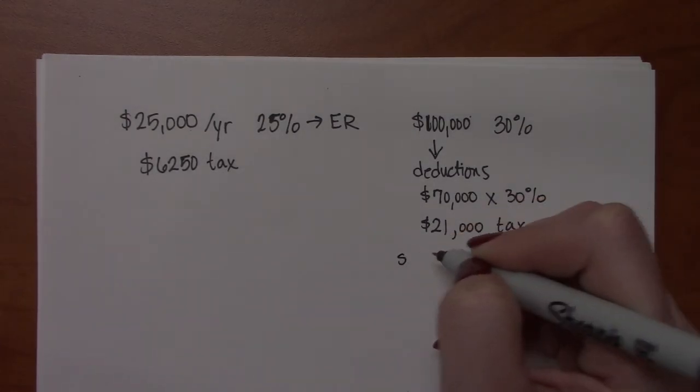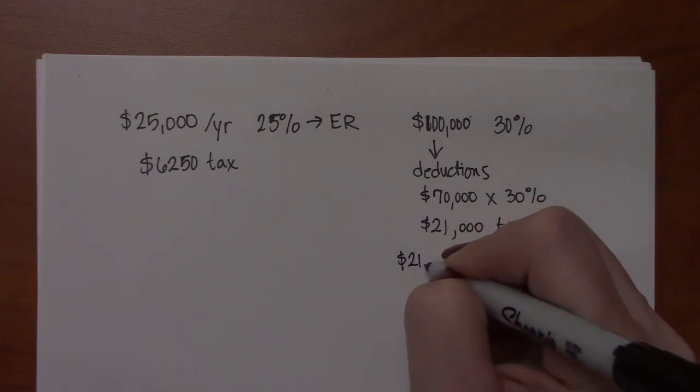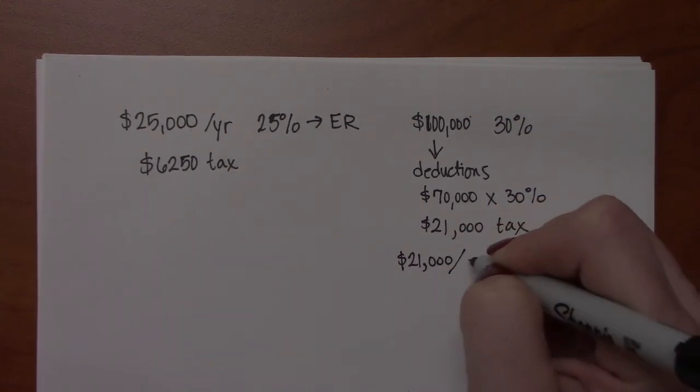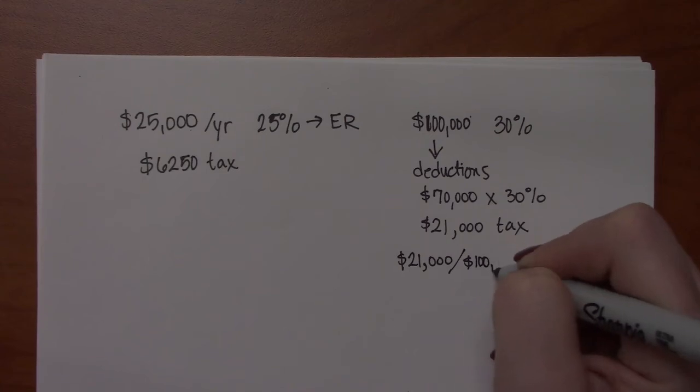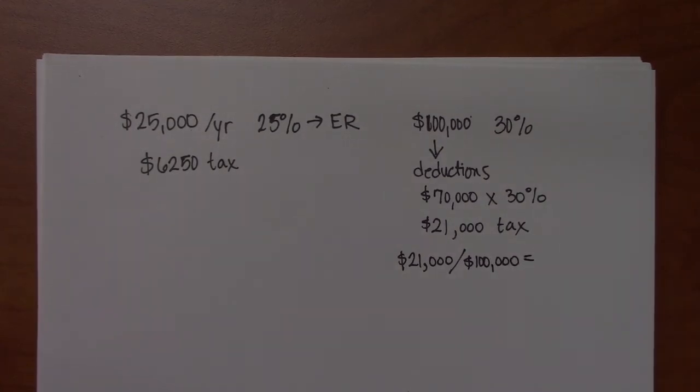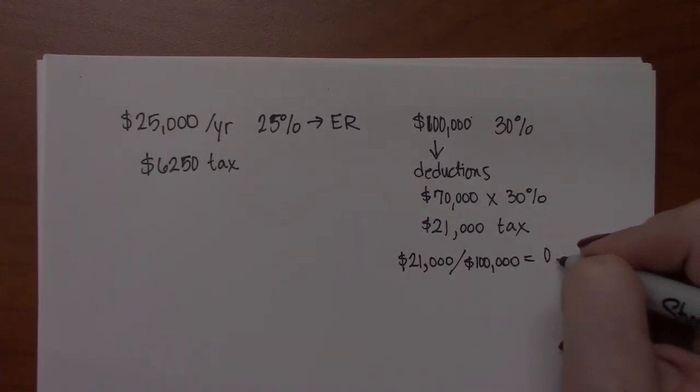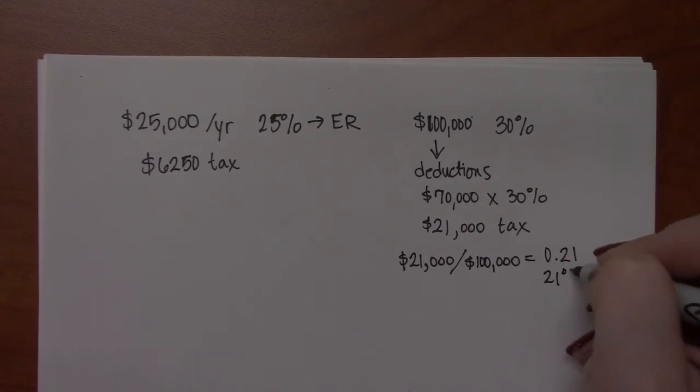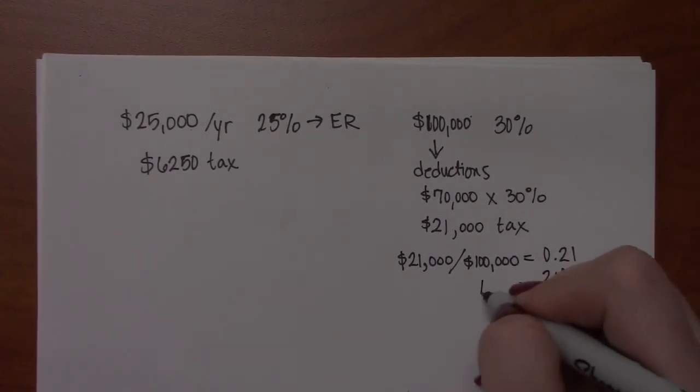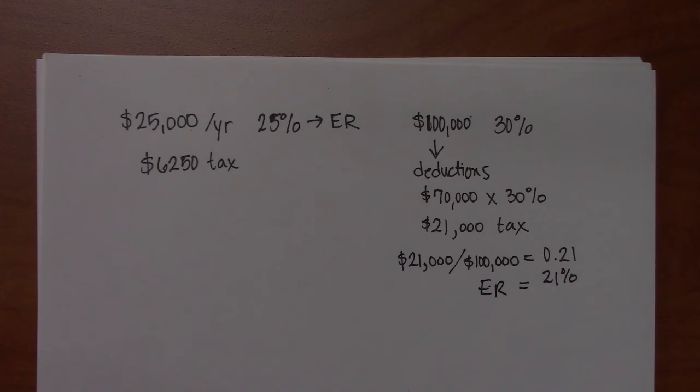You can take the amount of money you paid in taxes and divide it by what you actually made. And this is 0.21, so your effective rate was only 21%. So you saved yourself 9 points.